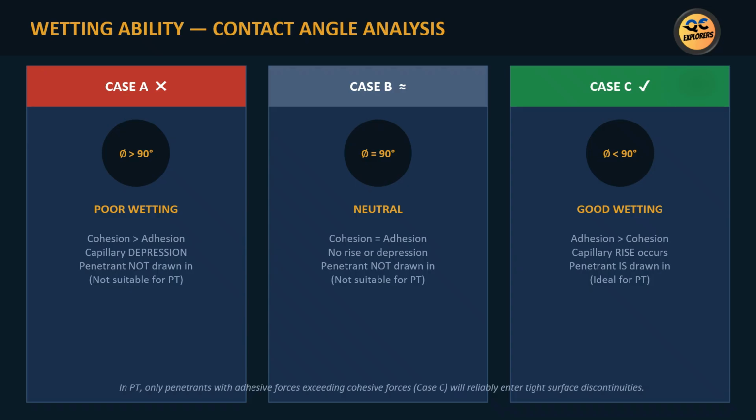Now finally, look at case C. This is the ideal PT condition. The contact angle is less than 90 degrees. Adhesion becomes stronger than cohesion. The penetrant spreads smoothly across the surface, and capillary rise occurs naturally. This allows penetrant to enter tight surface discontinuities effectively. Now, this next point is very important for certification exams. Only when adhesive forces are greater than cohesive forces will penetrant properly enter discontinuities. This concept is frequently asked in Level 2 and Level 3 theory exams.